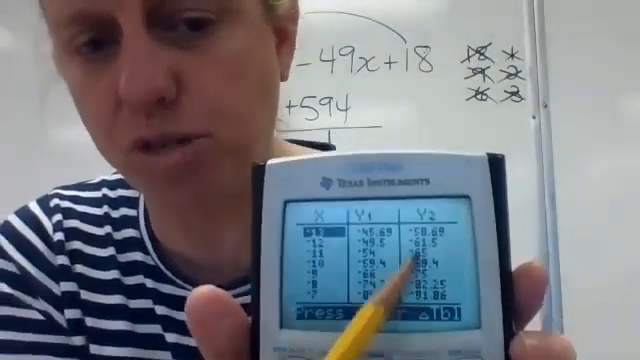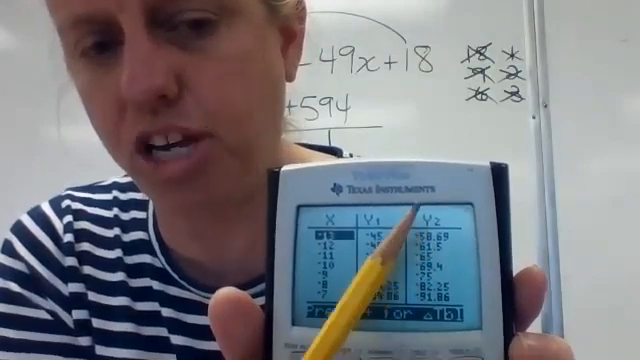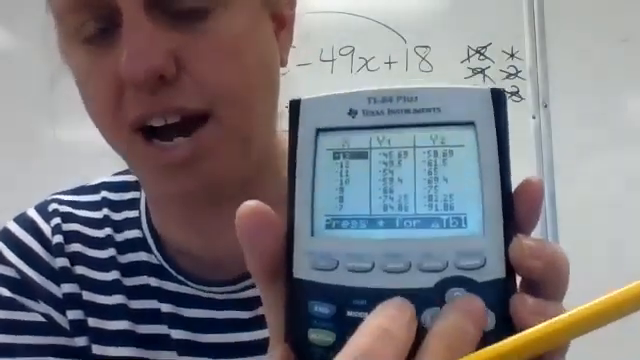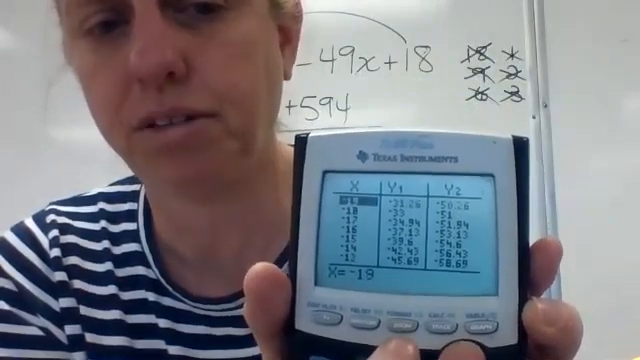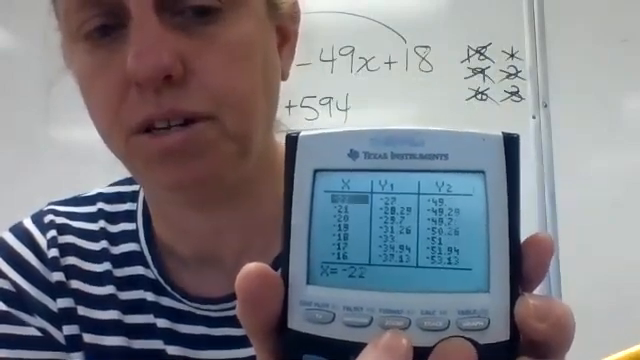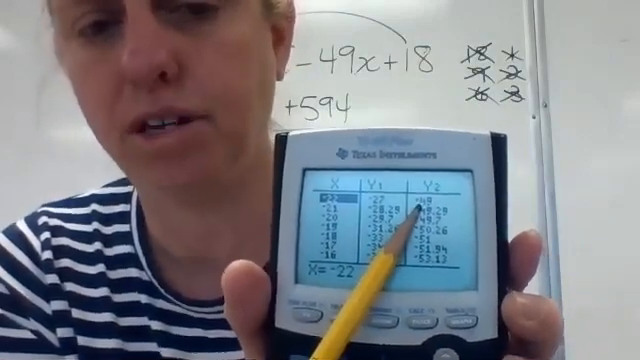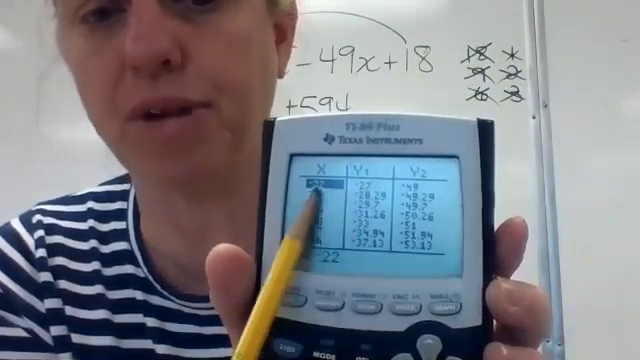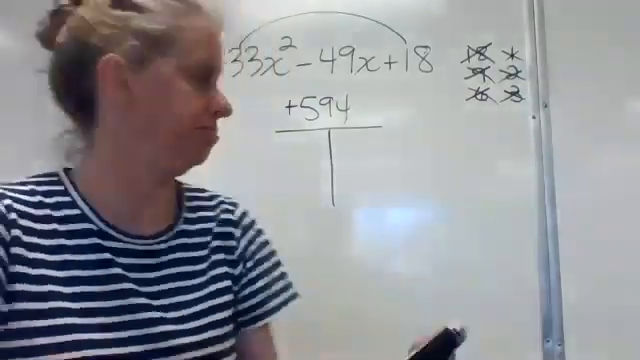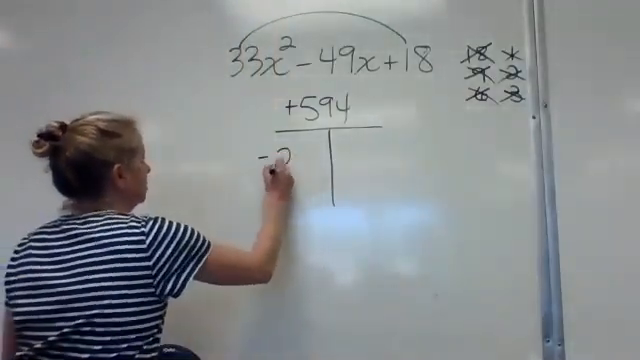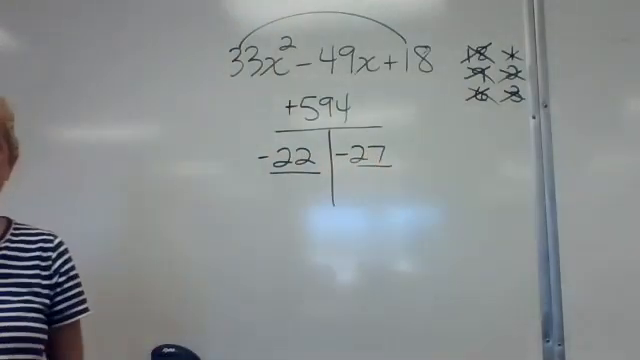So here's my last column. I'm trying to find negative 49. It looks like my negatives are going the wrong way. I need to go this way, right, to get to negative 49. So I'll just go up. There's my negative 49, which means those are the numbers that I'm going to be using, negative 22 and negative 27. Right? That would have taken you all day without this calculator.